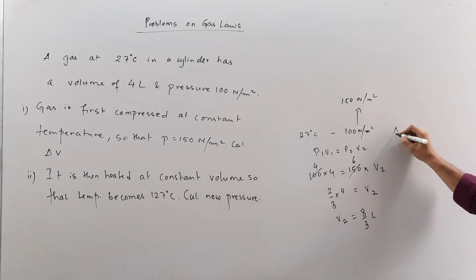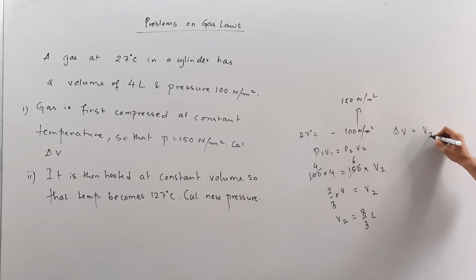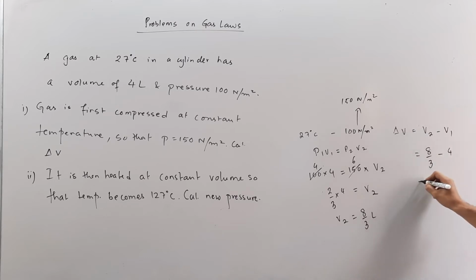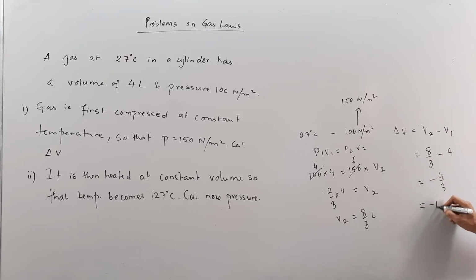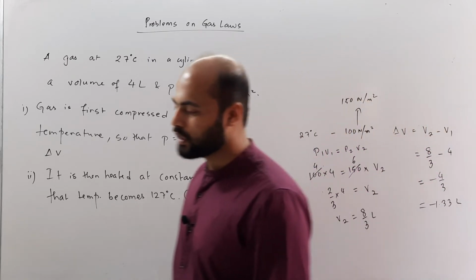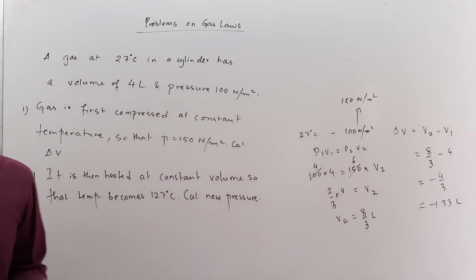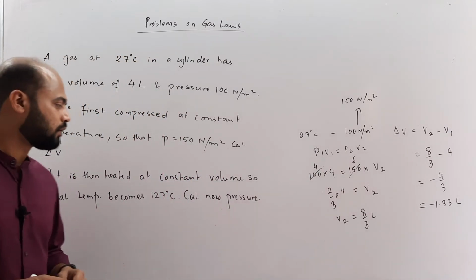Now if you find the change in volume, it is V2 minus V1, which is 8 by 3 minus 4, which is minus 4 by 3, minus 1.33 liters. That is the change in volume. So volume has decreased. That's what it means. The negative sign only tells us that the quantity has decreased.